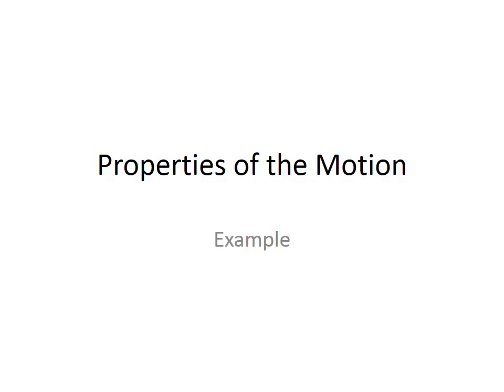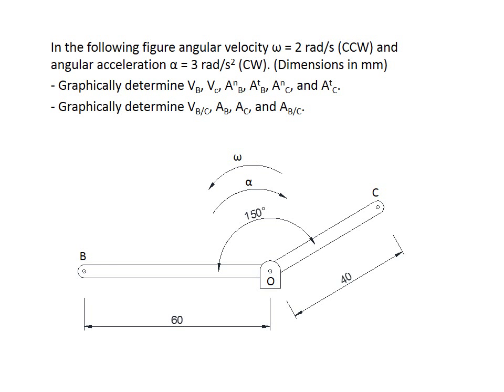In this example, we explore the properties of the motion and finding the velocity, acceleration, and the relative velocity and the relative acceleration of a rigid body. In this problem, we have an object BOC, which is turning around the point O, which is pinned down. The angular velocity of this object is 2 radian per second counterclockwise, and the angular acceleration alpha is equal to 3 radian per square second clockwise.